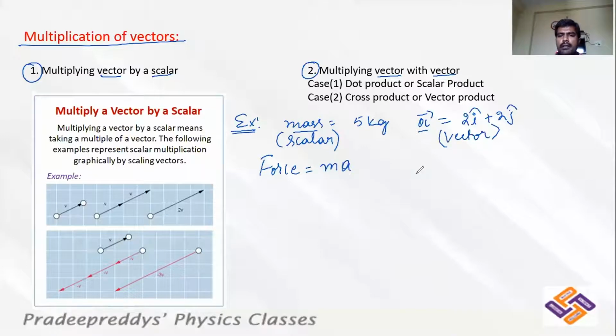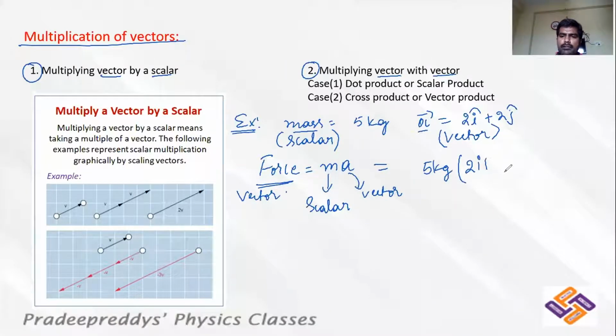What is force? F is equal to ma. m is mass and a is acceleration. That means this is a scalar quantity and this is a vector quantity. You are multiplying a vector with a scalar quantity so that you are getting a resultant vector. Force is a vector quantity. Now, what happens to this? Check it out. Mass is 5 kg and acceleration is 2i plus 2j. This is equal to 10i plus 10j.